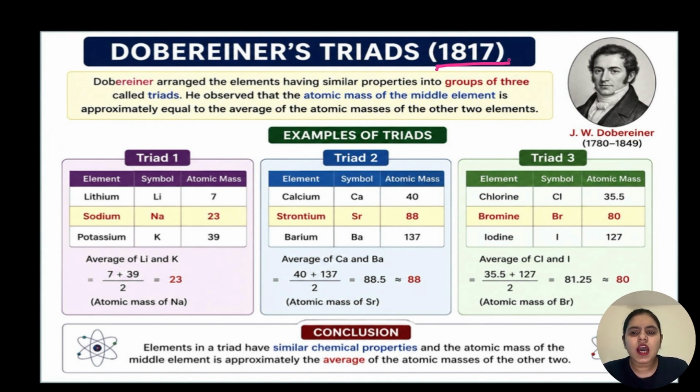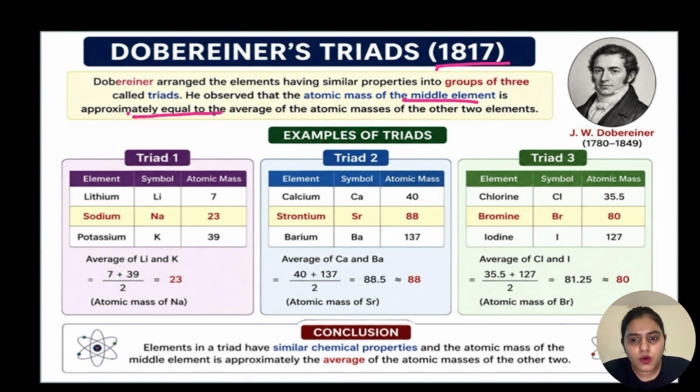But there was another interesting observation. He found that the atomic mass of the middle element is approximately equal to the average atomic masses of the first and the third elements.